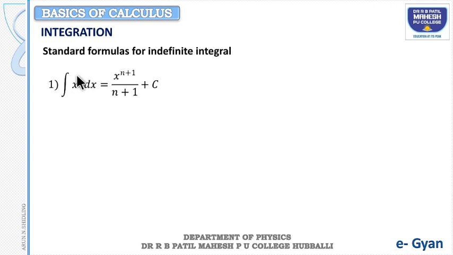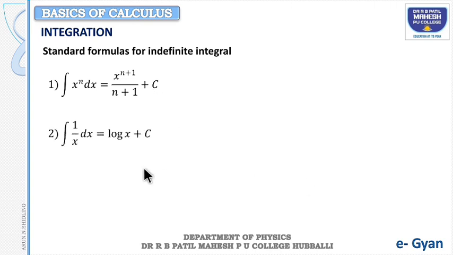Here in the place of y we have x raised to n. So y equals x raised to n. In the place of y I have written x raised to n. So this integration will give me the value x raised to n plus 1 divided by n plus 1, plus c. Here c is the integration constant. Since this is an indefinite integral, we need to add the integration constant.